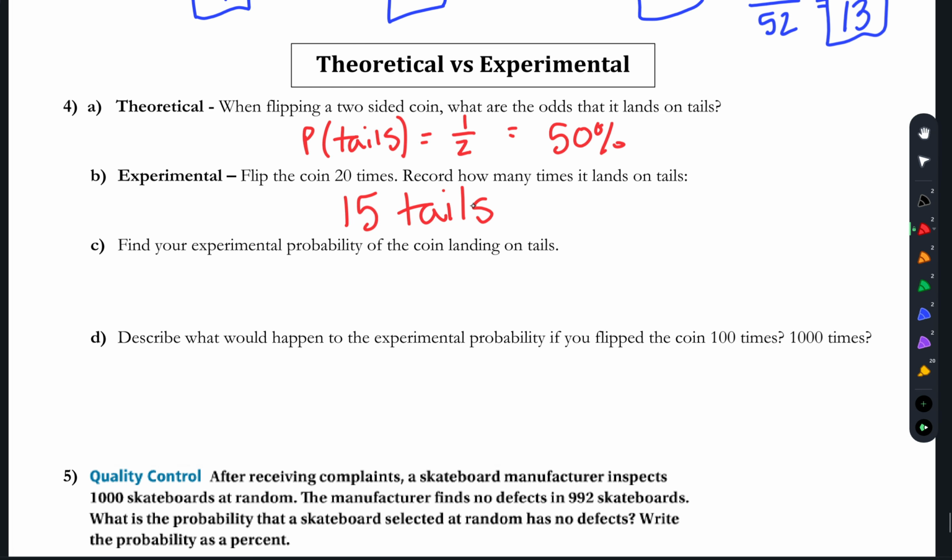Everybody following? Okay, now let's find the experimental probability of our coin landing on tails. How many times did we flip that coin? 20. So 15 out of 20. What does that reduce to? Which is about what percent? Okay, what do we notice? Are those two values the same? Nah, pretty far off, right?